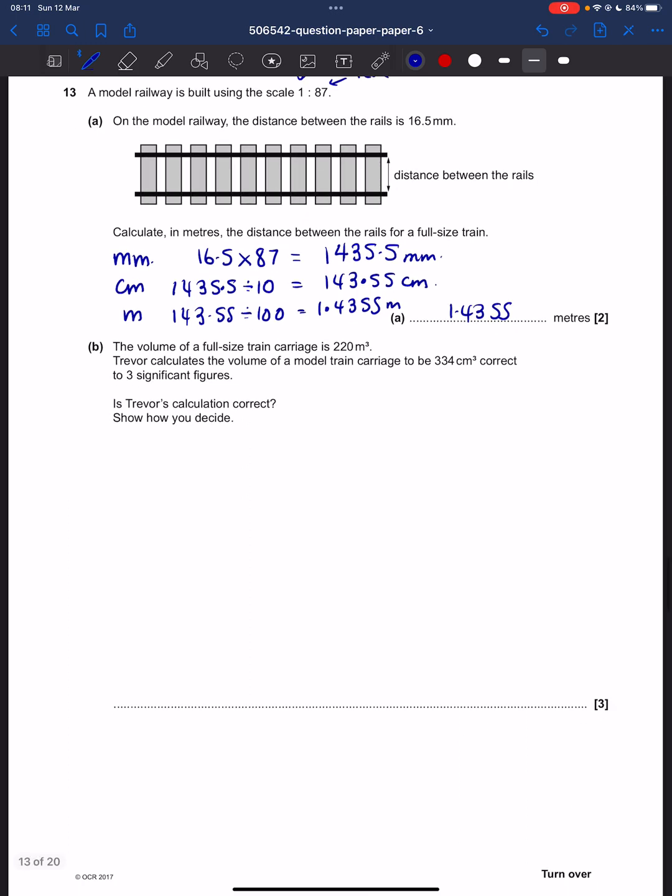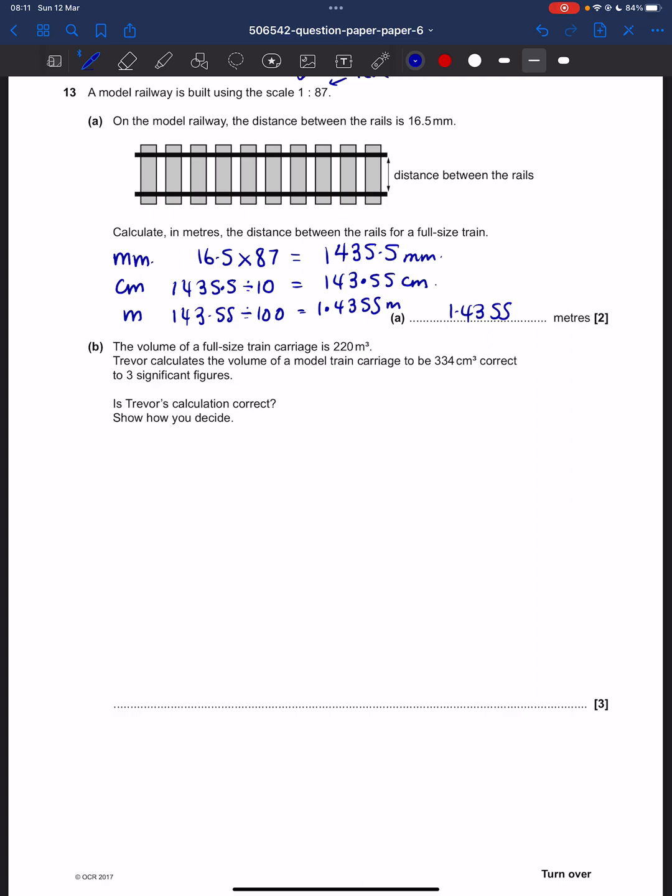B. The volume now, that's important, of a full-size train carriage is 220 cubic metres. Trevor calculates the volume of the model train carriage to be 334 centimetres cubed. Is he correct? Oh, this is complicated. 3 marks. Correct to 3 significant figures. Is he correct? Show your decision.